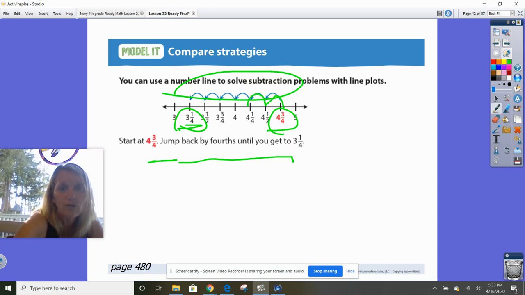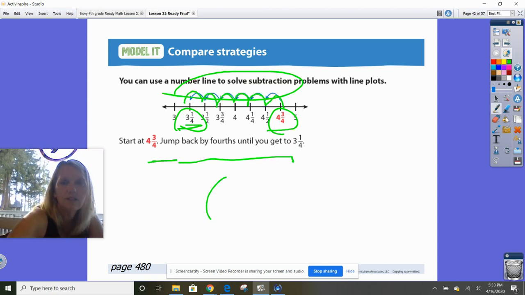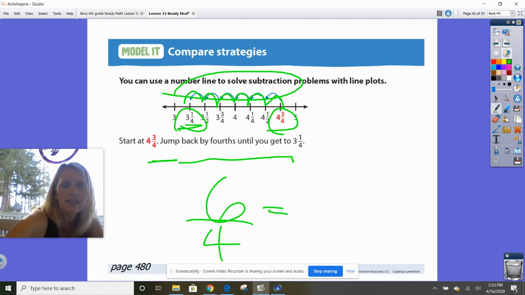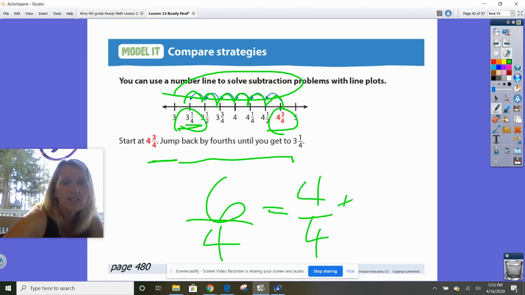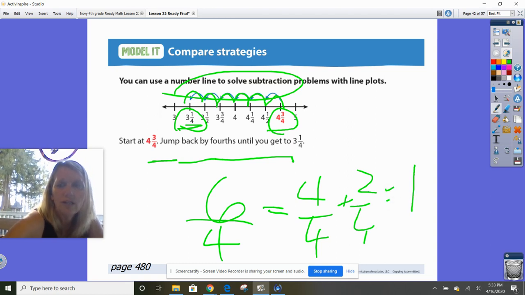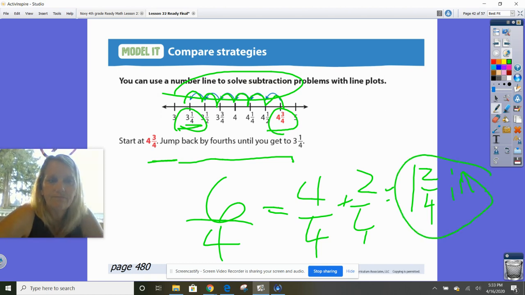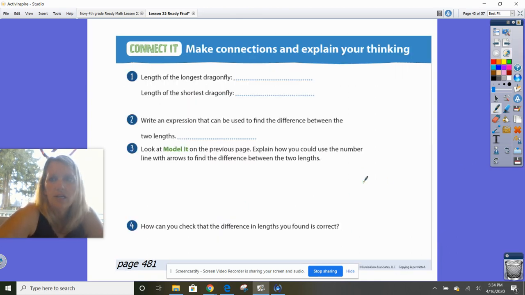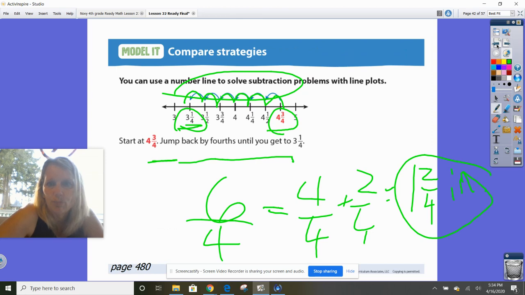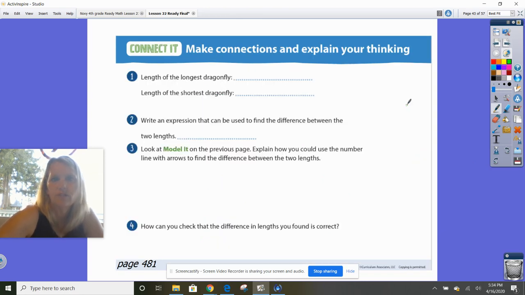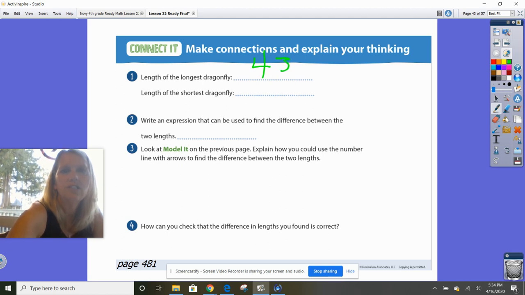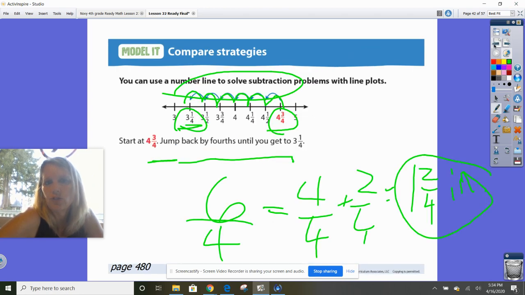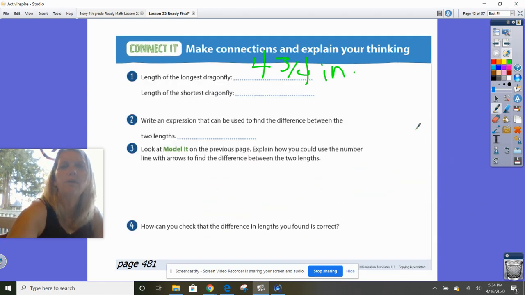So we got 1/4, 2/4, 3/4, 4/4, 5/4, 6/4. So you've got 6/4, which is the same as 4/4 plus 2/4, which is 1 2/4 inches, or 1.5. That one makes a lot of sense in that model. Different use of the number line. The longest dragonfly. So this is just breaking down our thinking. So 4 3/4 was the longest. So this is just connecting the work that we already just did. And the shortest was 3 1/4. I had to look back, I couldn't remember.